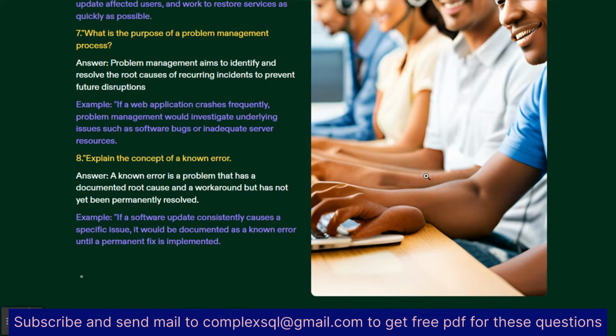Next question, explain the concept of a known error. What is a known error? A lot of times you might have heard "known issue", "known error". A known error is a problem that has a documented root cause and a workaround but has not yet been permanently resolved. You should give some way to deal with that situation, any other solution. But that is not a permanent solution, it is a temporary solution you have given. If a software update consistently causes a specific issue, it would be documented as a known error until a permanent fix is implemented.